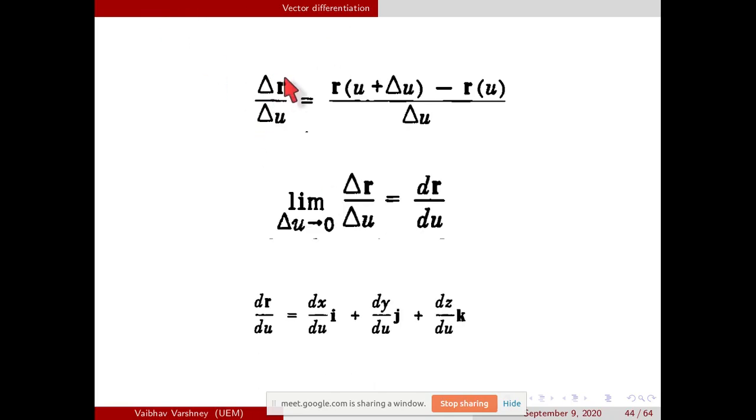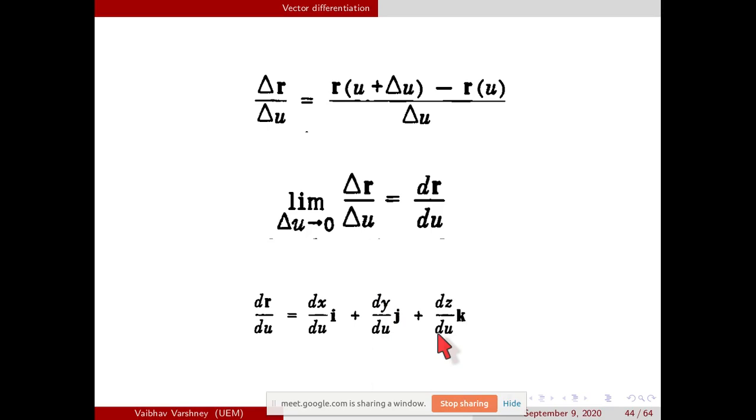So again if we calculate the rate of change of r with respect to u, that will be delta r upon delta u, and this is r of u plus delta u minus r of u upon delta u. Again if we take the limit, this delta will convert into d, and dr upon du we can write as dx upon du, dy upon du, dz upon du. Can anyone tell me why this expression came? Why have I written dr upon du is equal to dx upon du, dy upon du and dz upon du?